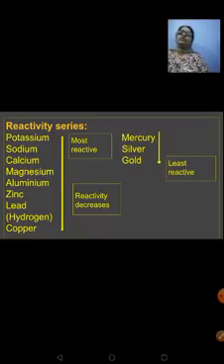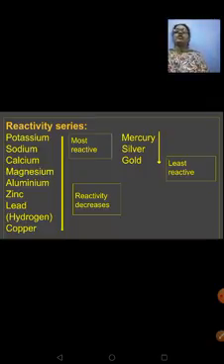Nothing happens to them. Okay, so this reactivity series goes like this: potassium, sodium, calcium, magnesium, aluminium, zinc, lead, hydrogen, copper, mercury, silver, gold, and platinum also you can include. So this shows the decreasing reactivity order of metals. This you have to be thorough with. Please learn this table carefully.